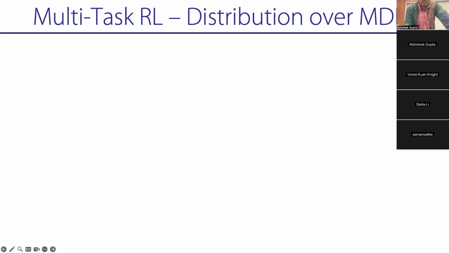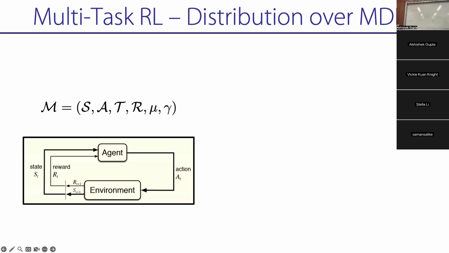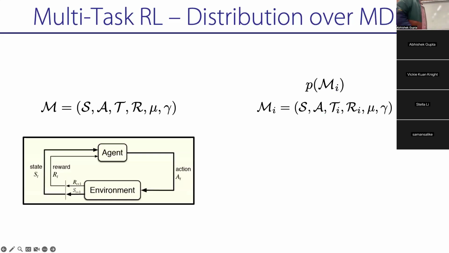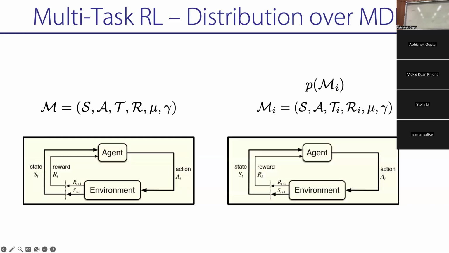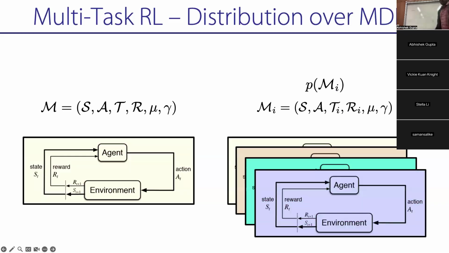So, multitask RL. We're going from solving a single MDP to solving a distribution of MDPs, right? So we want to solve not just a single MDP, maximize the expected sum of rewards. Instead, we're going to start solving a distribution over MDPs. So we're going to have a distribution over transition dynamics and rewards. We're going to say we want to learn how to maximize the reward across that distribution of problems, right?